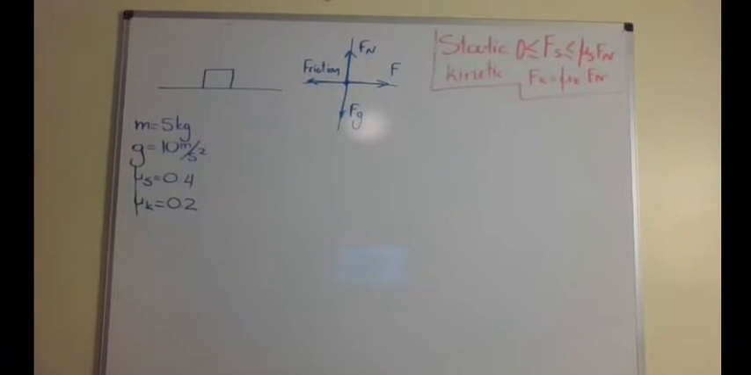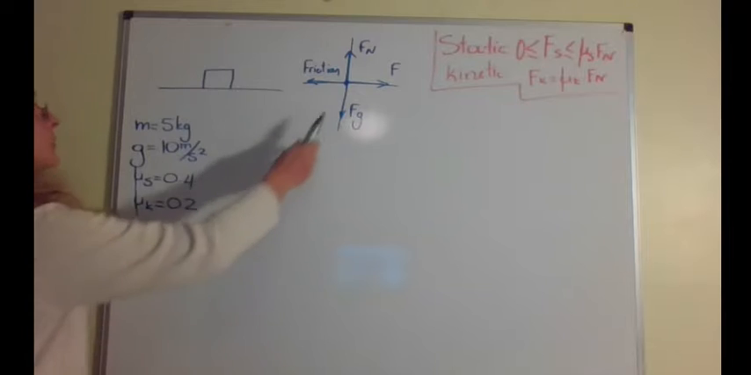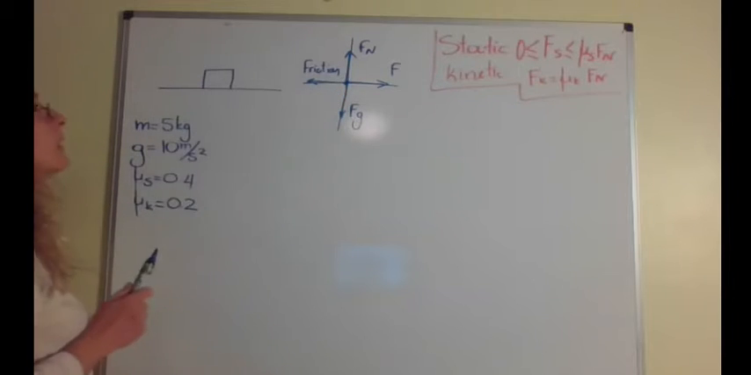Let's start friction. So we have a mass here, it's on a horizontal surface. The mass is 5 kilograms, consider g to be 10 meters per second squared. And let's say that the coefficient of static friction is 0.4, while the coefficient of kinetic friction is 0.2. So what does this mean? Right, so the forces are these.